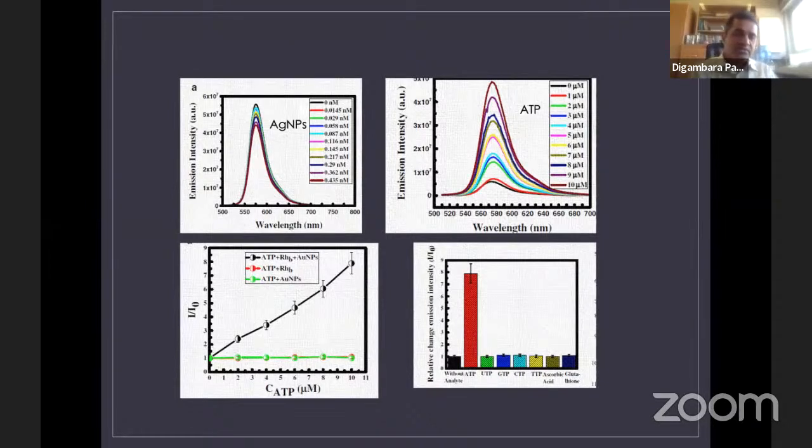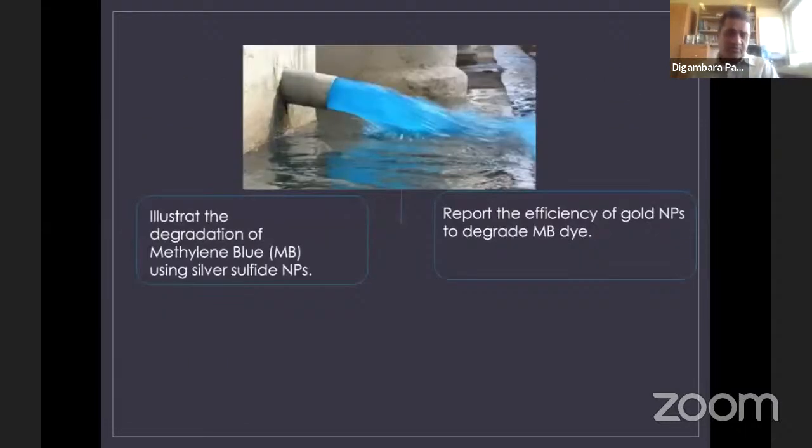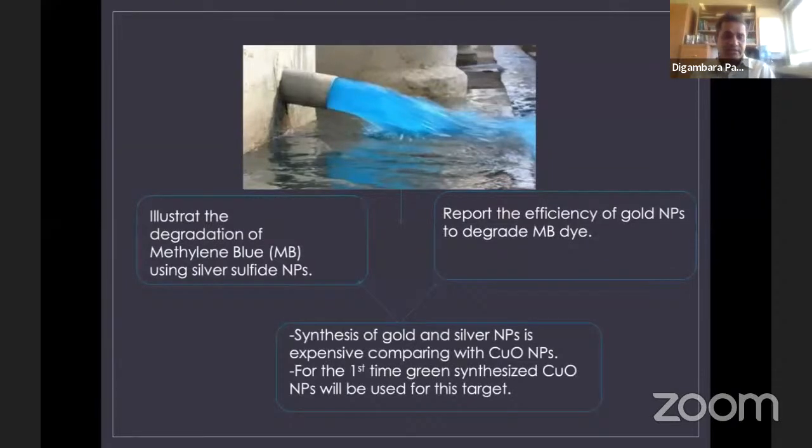So in a very easy method, we could estimate ATP using our method. Then we also work on other kinds of nanoparticles, like copper-based nanoparticles. We did copper-based nanoparticles, for example, for destroying methylene blue. The textile industry uses all these kinds of dyes, and they pollute the environment, especially natural water, sea level, rivers and all the groundwater. So how to degrade them?